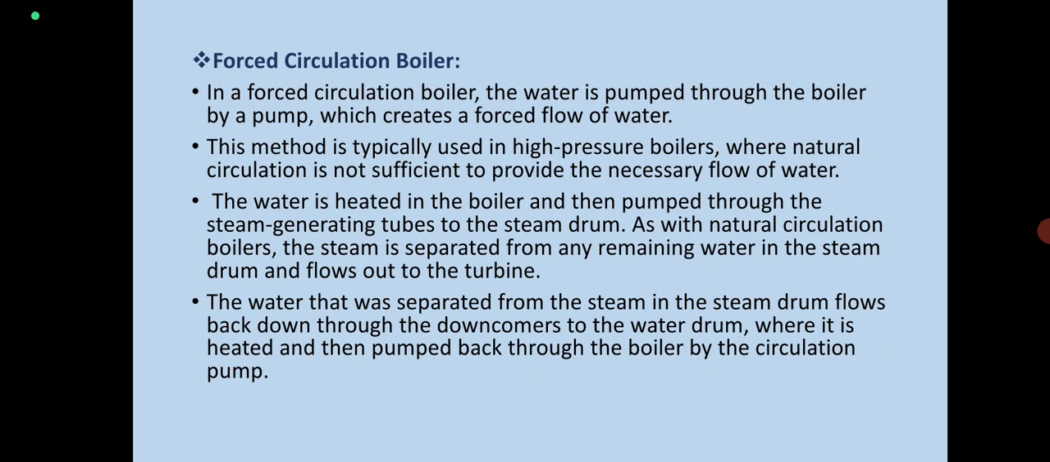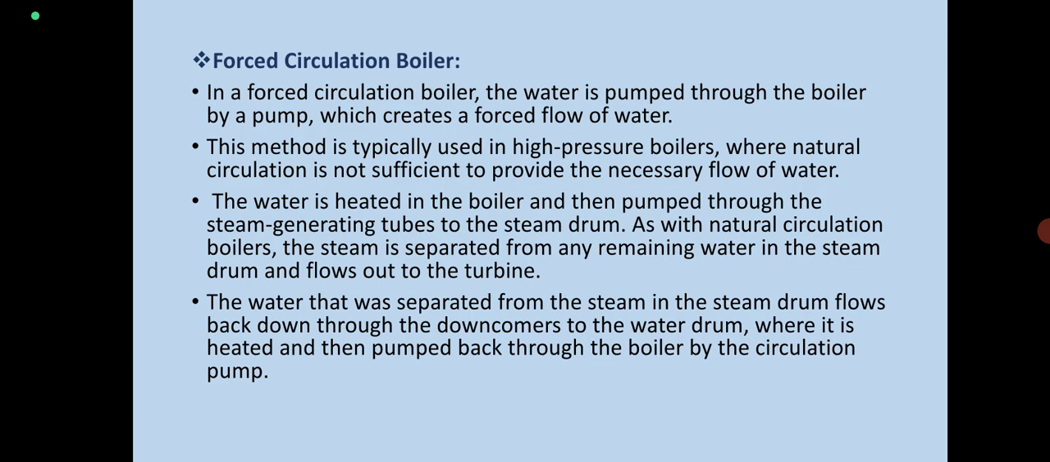Forced circulation boiler. In a forced circulation boiler, the water is pumped through the boiler by a pump, which creates a forced flow of water. This method is typically used in high pressure boilers where natural circulation is not sufficient to provide the necessary flow of water. The water is heated in the boiler and then pumped through the steam generating tubes to the steam drum.